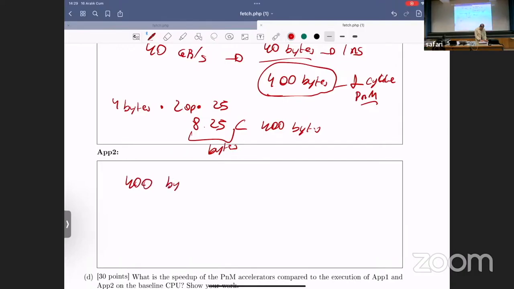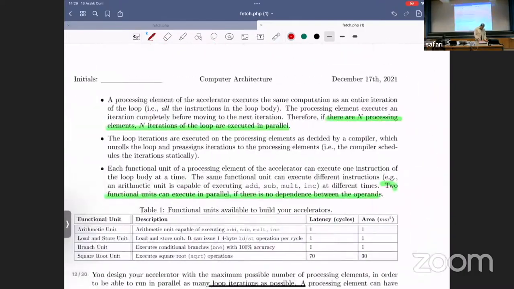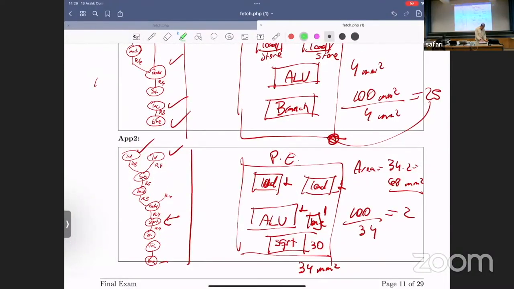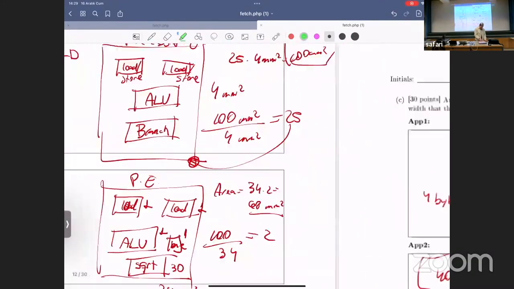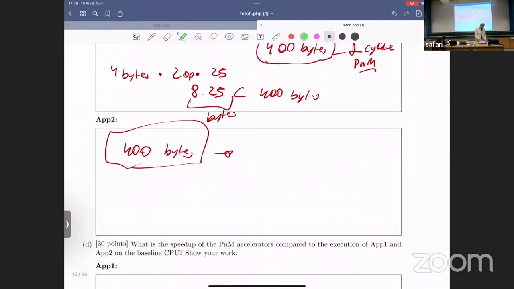40 bytes should be your target. And then you check how many loads you can do in parallel. Again, 2. So it's the same math. So the answer is no, because of the same reason.